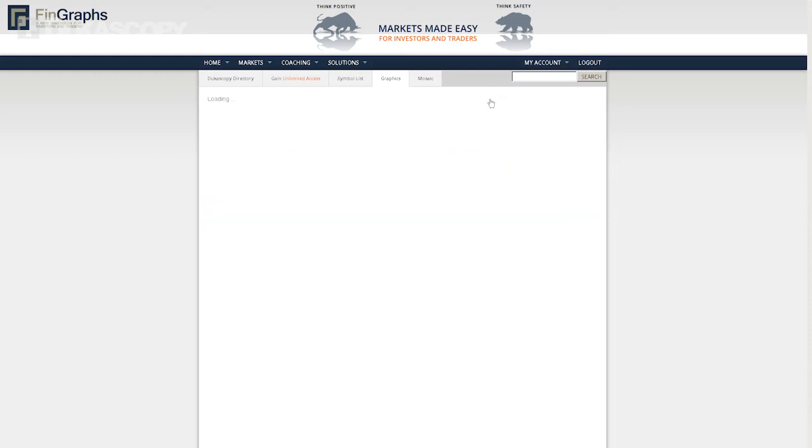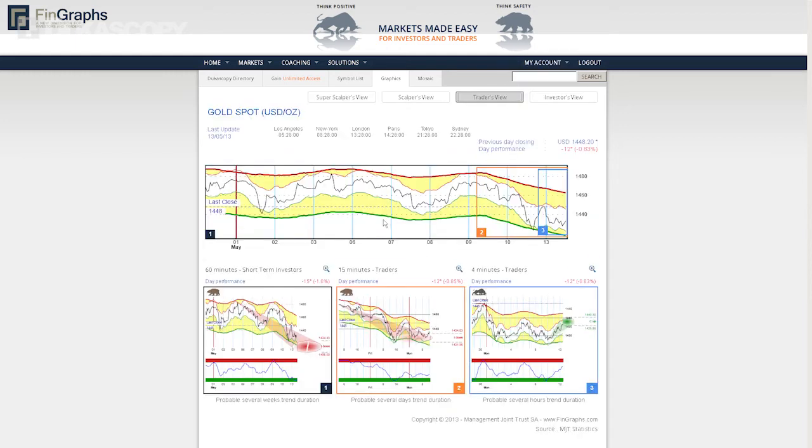Now, maybe on the trader's view, a quick flick. Well, still heading down here on the 60-minute and 15-minute, with slight corrections up on the 4-minute. Maybe a bit of a correction up during the week, but over the next week or 10 days, it's still heading down. So confirming the rolling over.